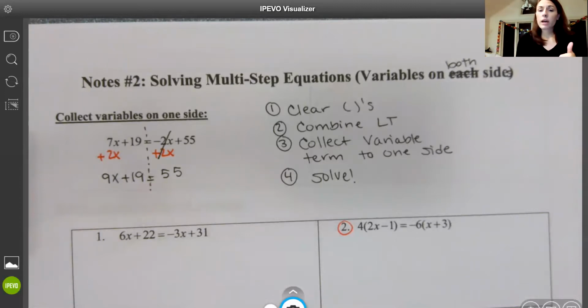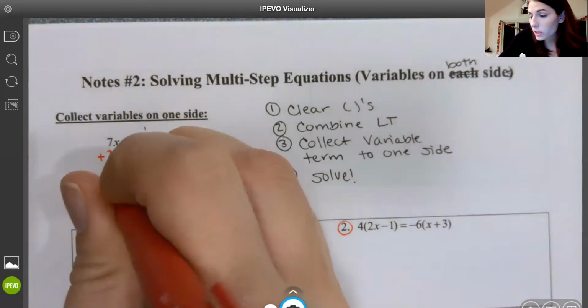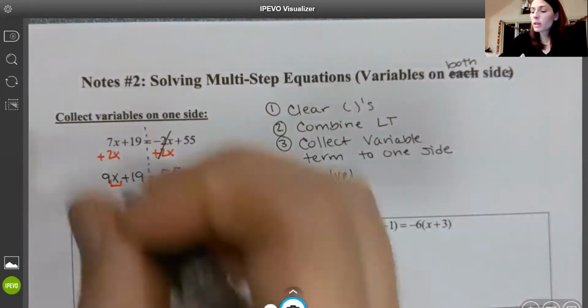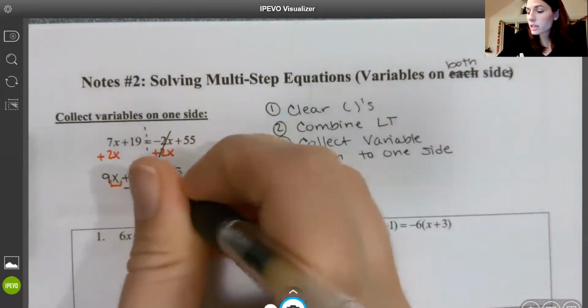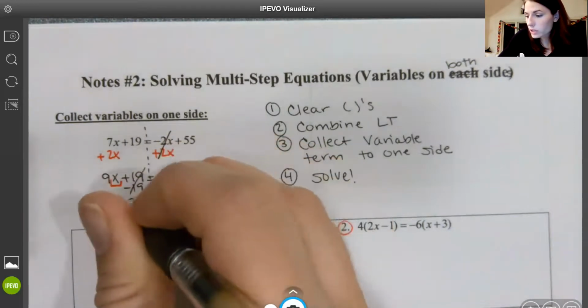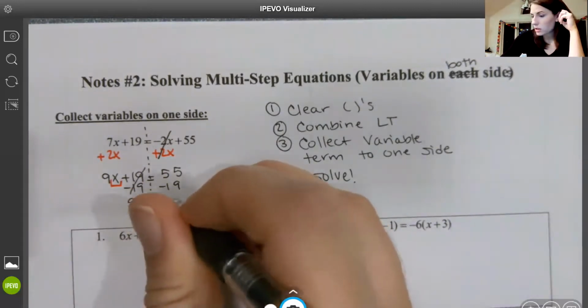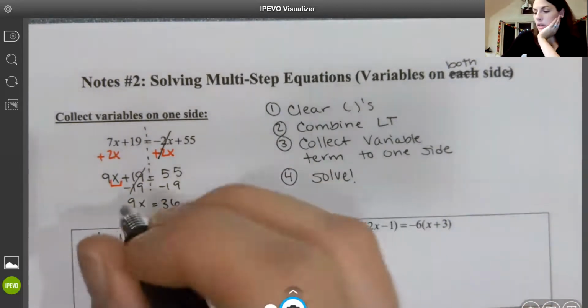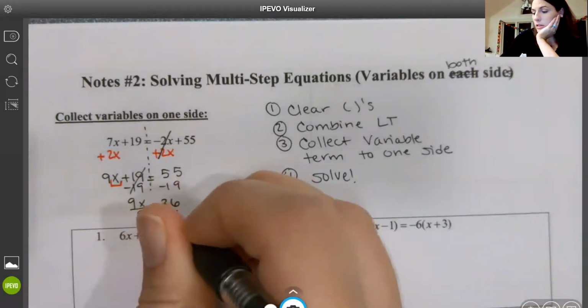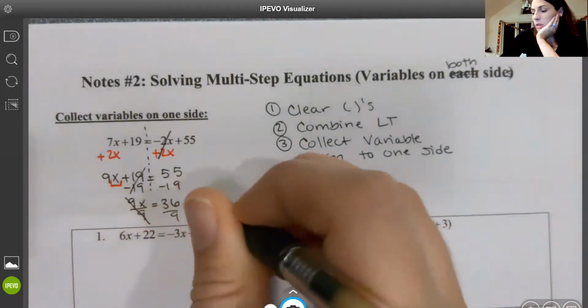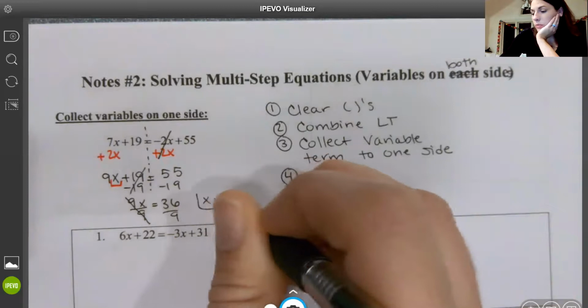Now that I have my variable term in one spot, now I can isolate my variable same way that we have been. So first subtracting 19. So that's going to give me 9x equals 36. And then dividing by 9 gives me x equals 4.